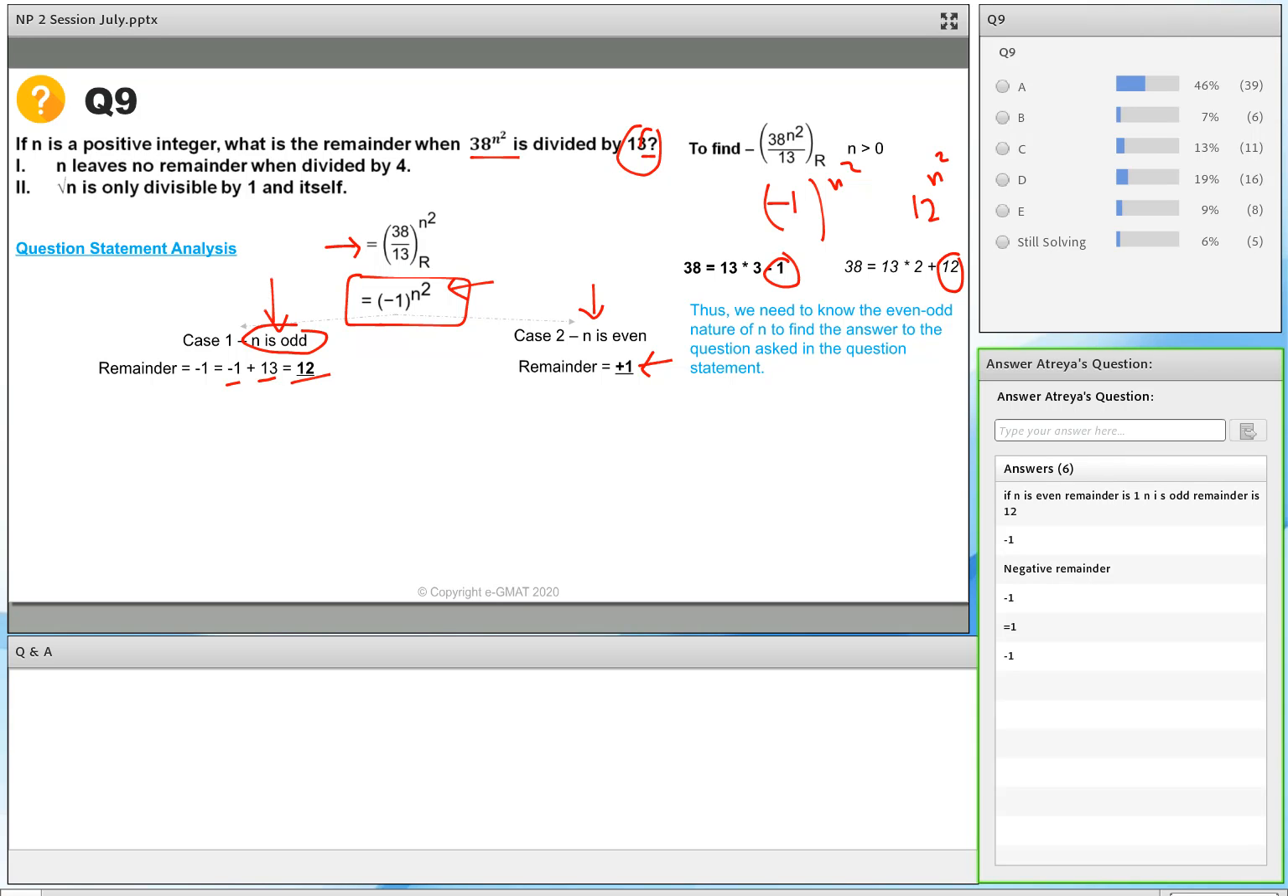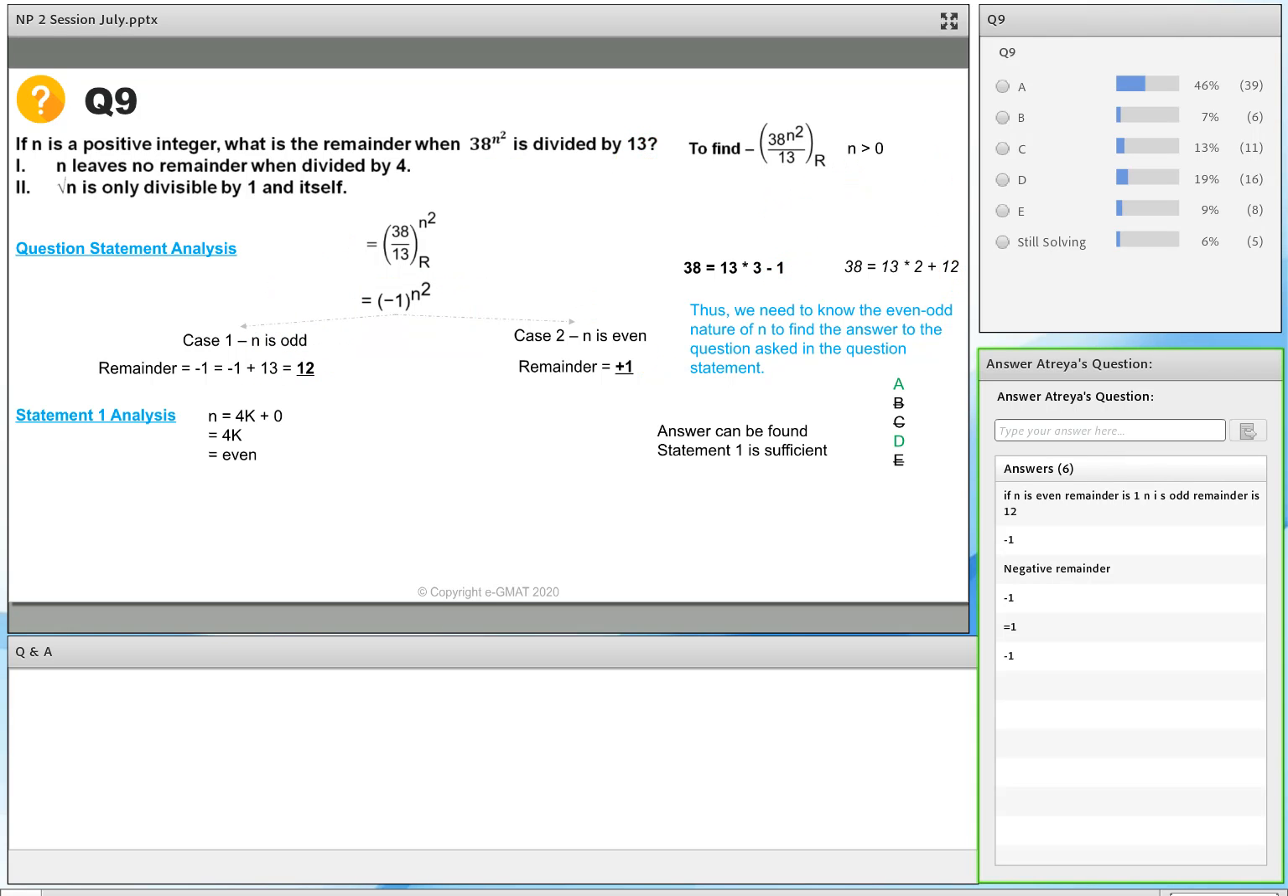So what do I do right now? I move on to the statements. What is the first statement telling me? N is equal to 4k. Why? Because n leaves no remainder when divided by 4. So n is a multiple of 4. If n is a multiple of 4, it has to be an even number. I know that if n is an even number, the remainder is equal to +1. Is the first statement sufficient? Yes, it is. So the answer can be A or D.